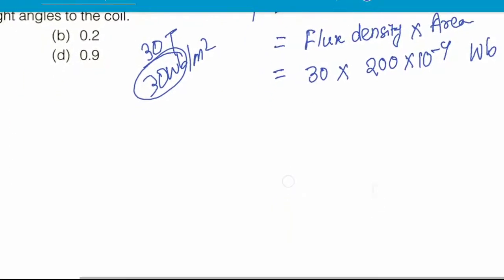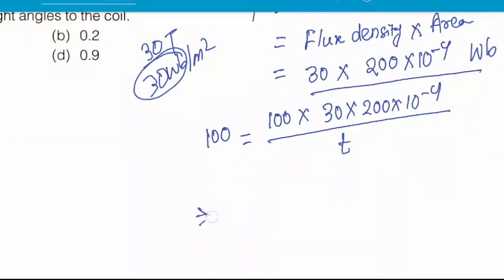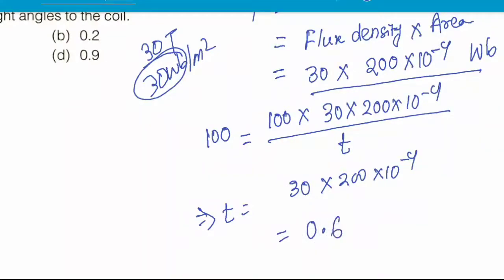And the EMF generated is 100 volt, equal to n, which is also 100, into phi. This is the phi value, 30 into 200 into 10 to the power minus 4, by T, and T will be 30 into 200 into 10 to the power minus 4. This will be equal to 0.6 second.